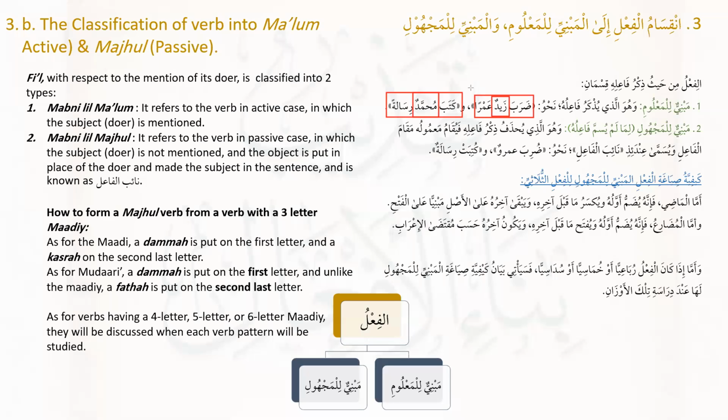Also, one of the reasons for using mabni lima lam yusamma fa'iluhu instead of mabni al-majhul is adab with Allah subhanahu wa ta'ala. If there is a fi'l that has been mentioned and its fa'il is Allah subhanahu wa ta'ala, and the fa'il is not being mentioned, then it is not from the adab to say that the fa'il of this fi'l is majhul, because Allah subhanahu wa ta'ala is known to everyone, and it does not befit us humans, as the creation of Allah subhanahu wa ta'ala, to describe Allah subhanahu wa ta'ala as someone who is unknown.